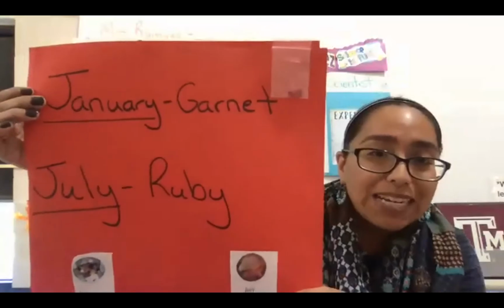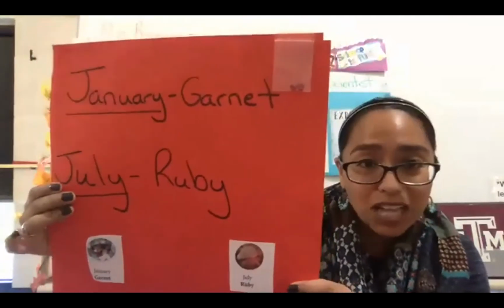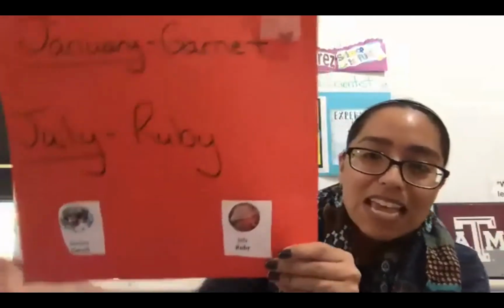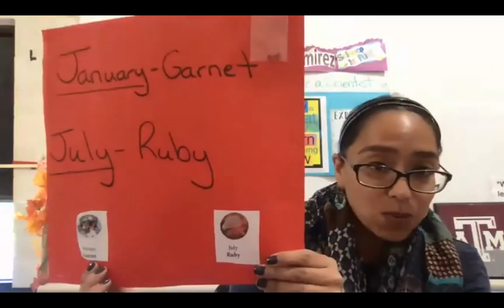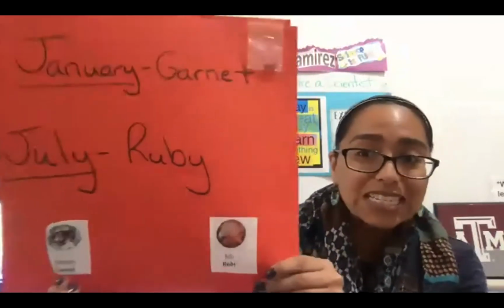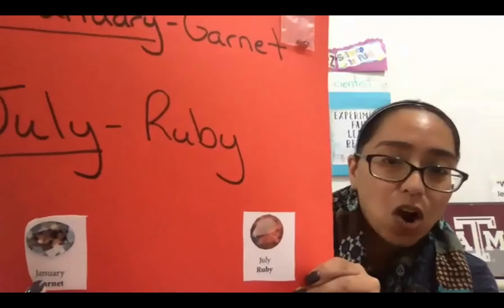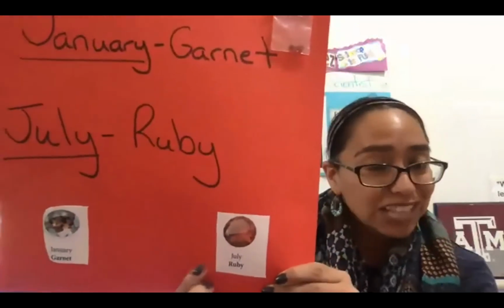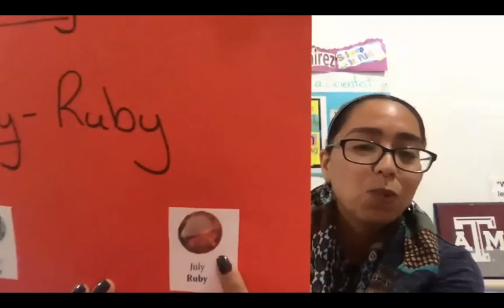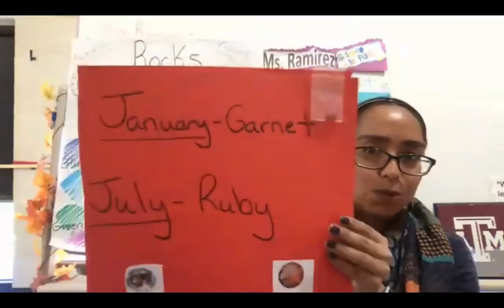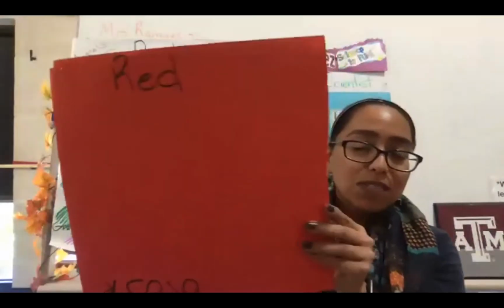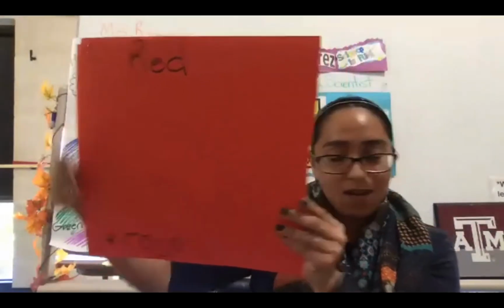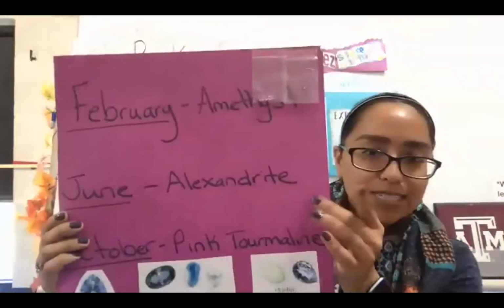If you were born in January or July, go ahead and raise your hand. If you were born in January, your birthstone is the beautiful dark red garnet. And if you were born in July, you have the beautiful red ruby as your birthstone. So birthstones can be red as well. Let's take a look at our next color.